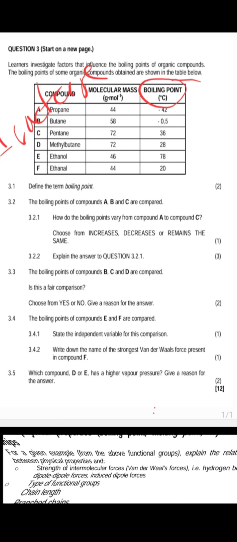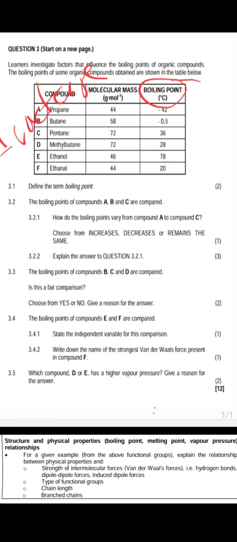So right now, we are given A to F there. We have to try to interpret what they want here. They say, let us investigate factors that influence the boiling points of organic compounds. And when we talk about the boiling point, we are talking about physical properties. Remember, question 2 will usually be about classification of these organic compounds. Then question 3 will likely be about the physical properties of these organic compounds.